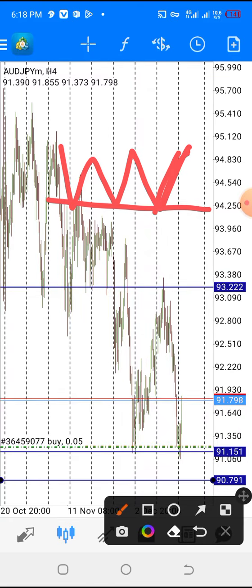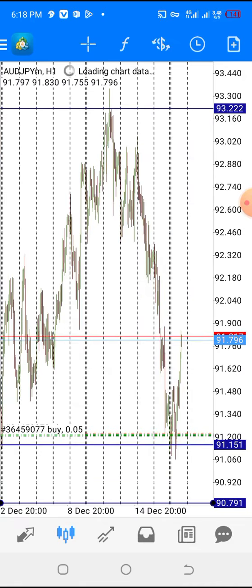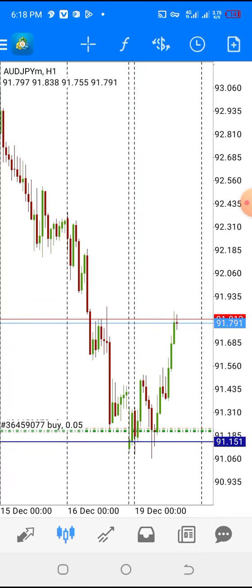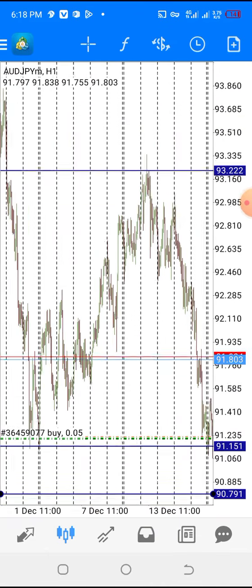You get that? But if price breaks the 3 touches, that's when I know that I'm going to be going so deep in the market, so deep low. But because of this retracement, I'm going with it. You get that? That is why I took that trade. If you check even on H1, the same thing, guys. You see that?